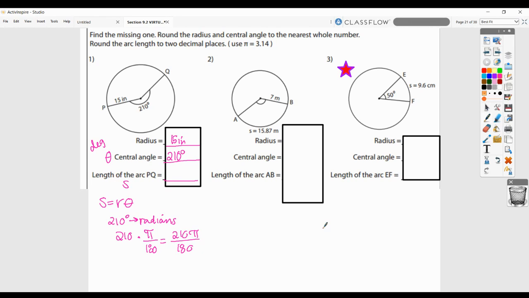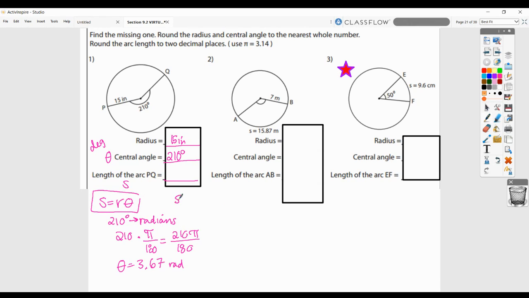And since we're just going to use the decimal form of it, I'm not even going to simplify it. I'm just going to type that into my calculator. 210 times pi divided by 180. That's going to give me that my theta in radians is 3.67 radians. Well, that's all I really need to use now to find my length of the arc.